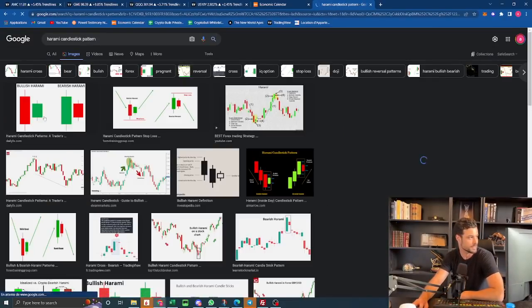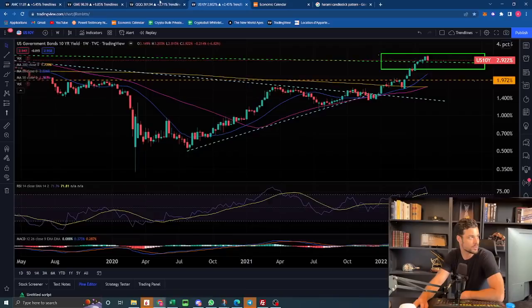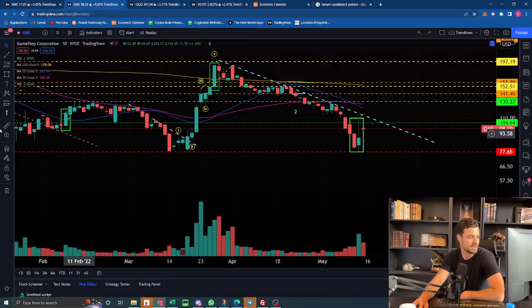It's this one, guys. Okay, so harami means pregnant woman in Japanese, and this small candle represents the baby, and this is the woman, and this is the belly, okay? So, very Japanese, but it's a bullish candlestick pattern. It's a bit the same like the inverted hammer, right? It shows that bulls are trying something, that bears were in control and they are no more in control, all right?